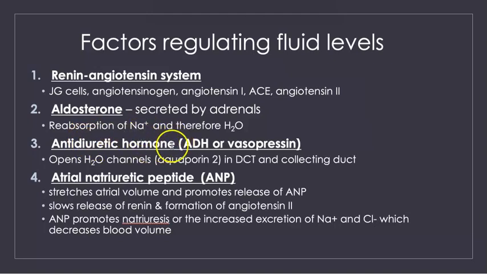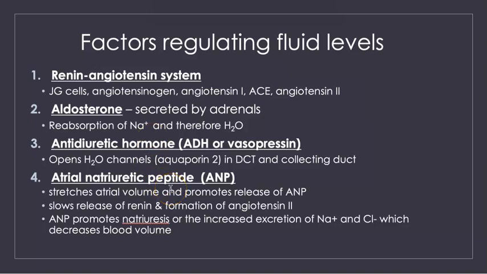There's antidiuretic hormone, also known as vasopressin. This will insert water channels, also known as aquaporin 2 channels, into the distal convoluted tubule, as well as collecting ducts. So again, as aldosterone functions, reabsorbing sodium, these aquaporin channels will allow water to be reabsorbed as well. So again, all of these are going to increase the reabsorption of water. All of these are going to cause vasoconstriction. So all of these 3 are going to cause an increase in our blood pressure.